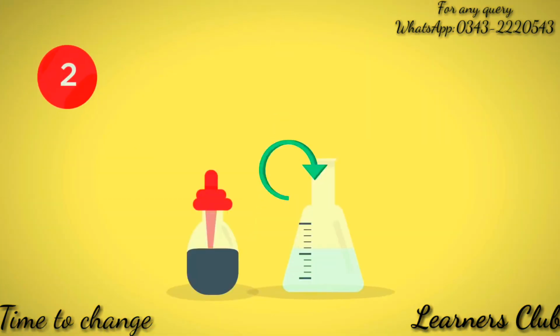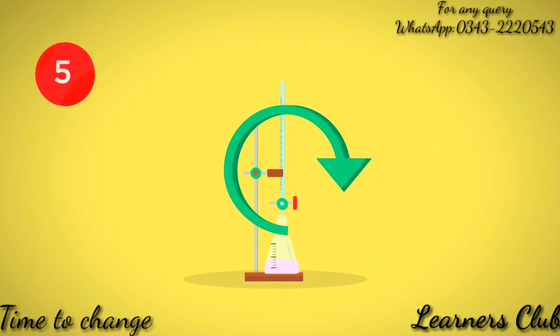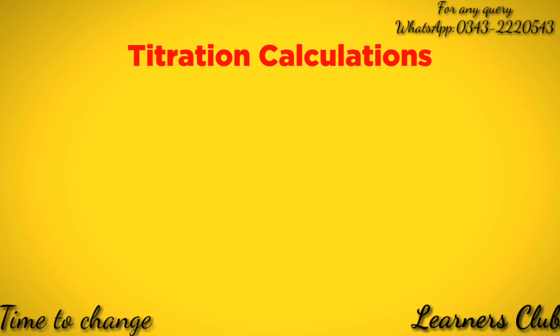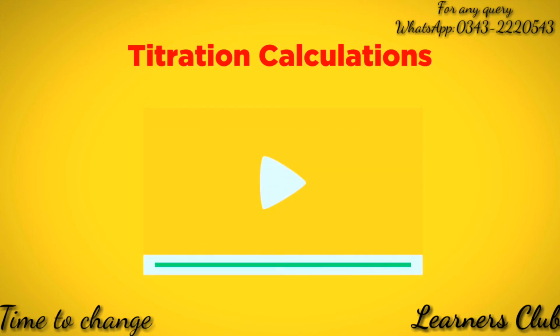So we have carried out the titration a few times and have a consistent titer value. What do we do next? Titration calculations. Now that you know how to carry out titrations, watch the second part of this video to see how to do a titration calculation to work out the actual concentration of the unknown solution.